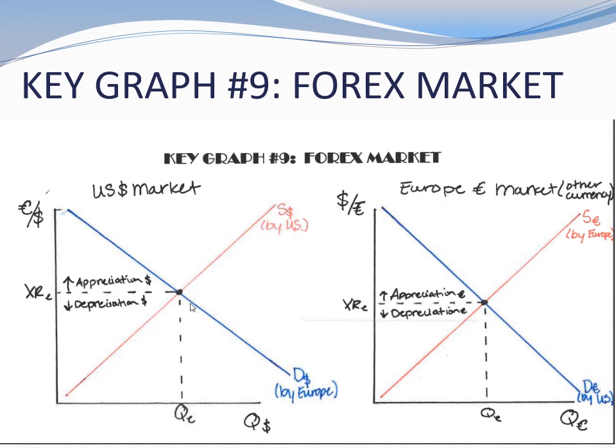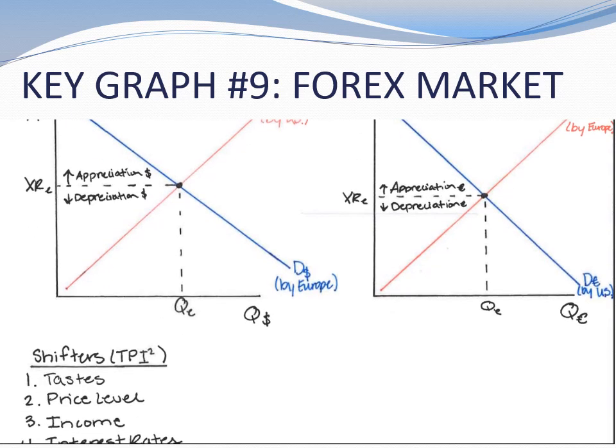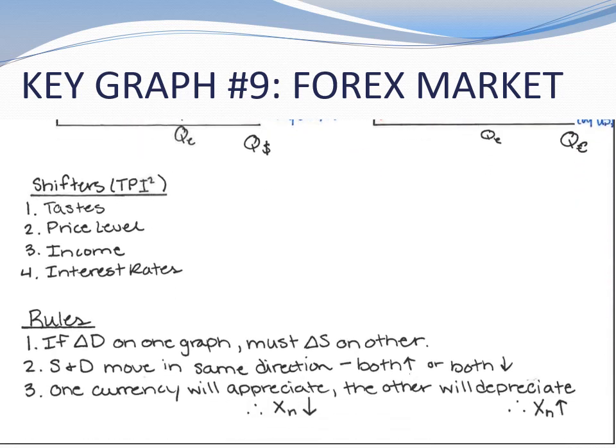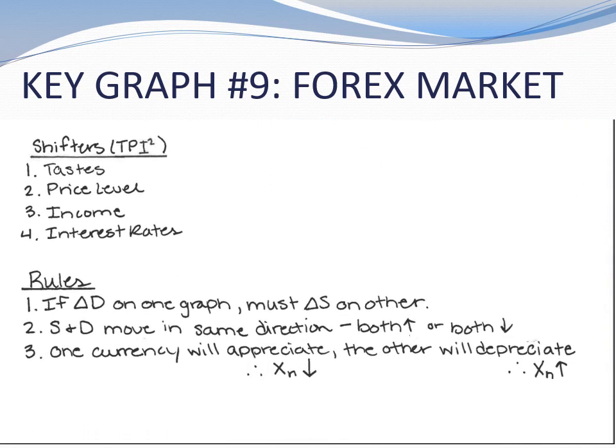And if we see the demand of the dollar decrease or the supply of the dollar increase, then we would see our exchange rate depreciate. So make sure you go ahead and draw in our equilibrium quantity and our equilibrium exchange rate and show how an upward arrow would lead to appreciation, downward depreciation, and notice how it's the exact same thing on the right-hand side with the euro. Okay, next we're looking at our shifters, and then we've just got 3 rules that we need to follow for our Forex market.